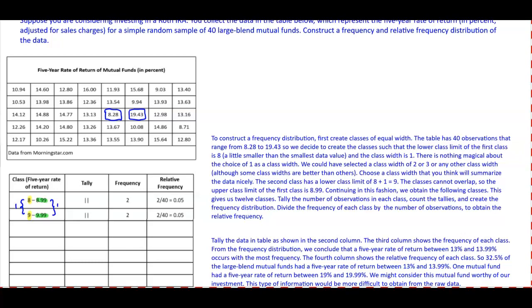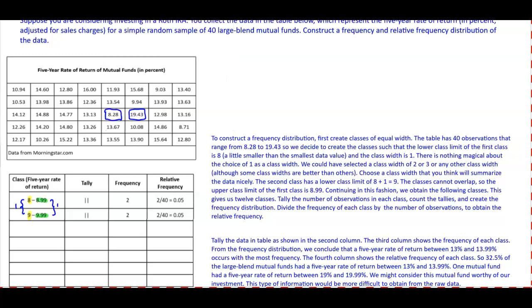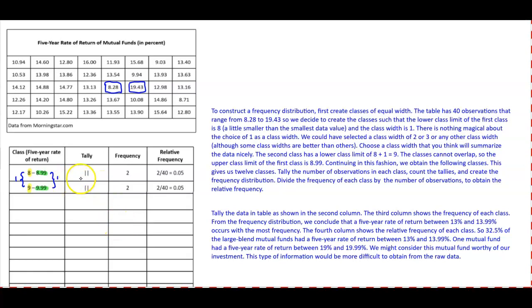Okay, and then the next thing that we're going to do is tally. We're going to find all the numbers that are between the classes, between 8 and 8.99. So again, we're continuing in this fashion. We obtain the following classes. You're going to see the classes. And then we're going to tally.